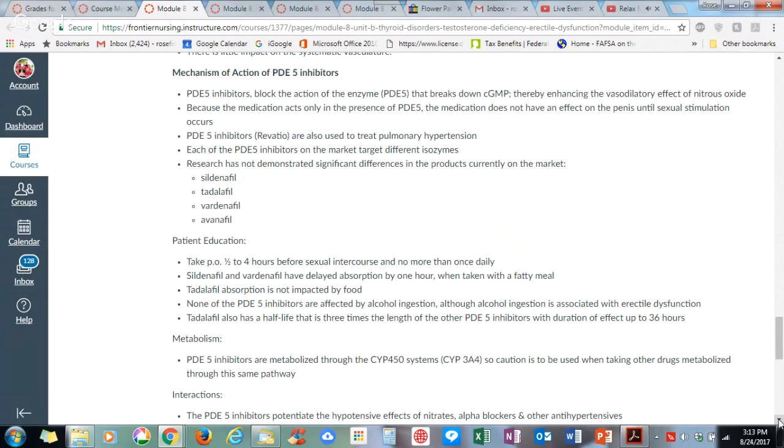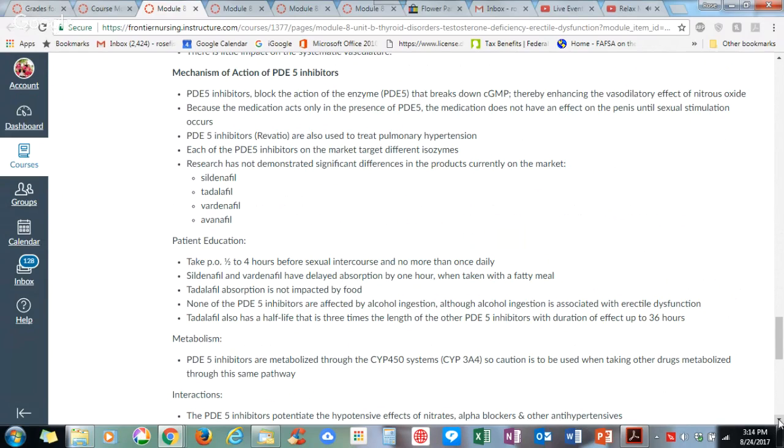Each of the PDE5 inhibitors on the market targets different isozymes. Research has not demonstrated significant differences in the products currently on the market, such as sildenafil, tadalafil, vardenafil, avanafil. Patient education: take PO half an hour to 4 hours before intercourse and no more than once daily.